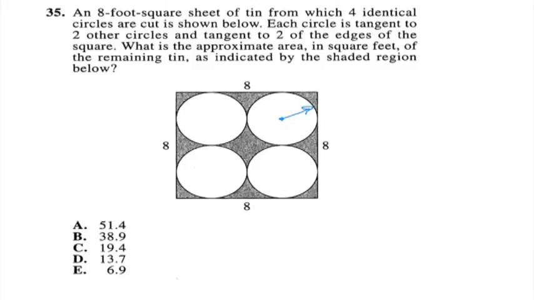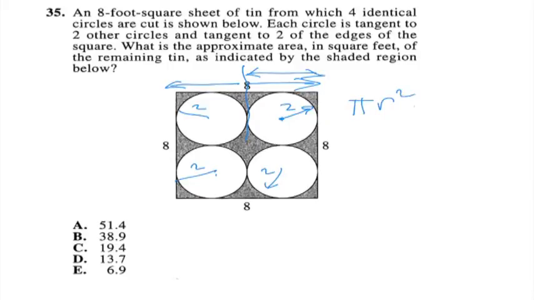We need the radius. Well, we know if it's 8 across this entire side, then it must be 4 for the diameter of one circle, making the radius 2. And this one would have a radius of 2, and this would have a radius of 2, as would this one. So now we're going to do pi r squared for our area, which is going to give me 2 squared is 4 pi. Now I'll take the 4 pi, and I have 4 of them. So I'm cutting out 16 pi of the tin.